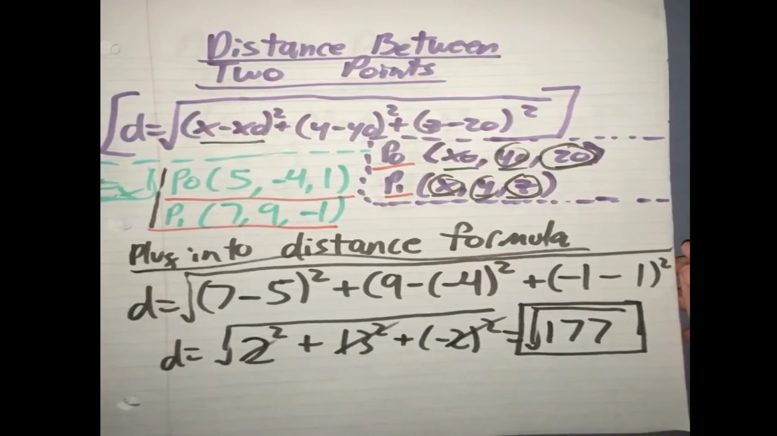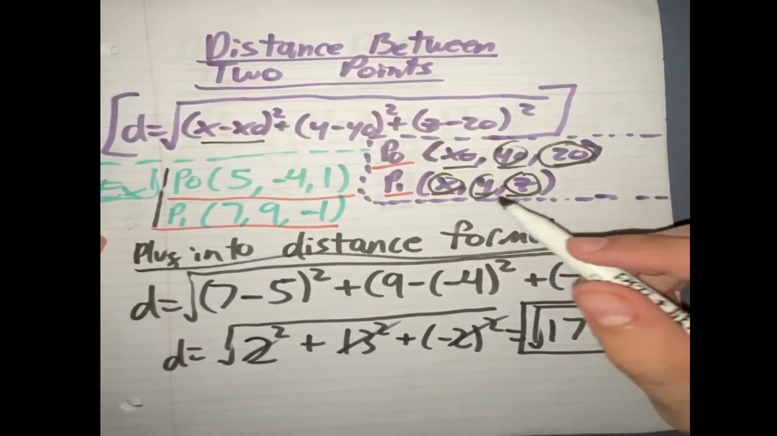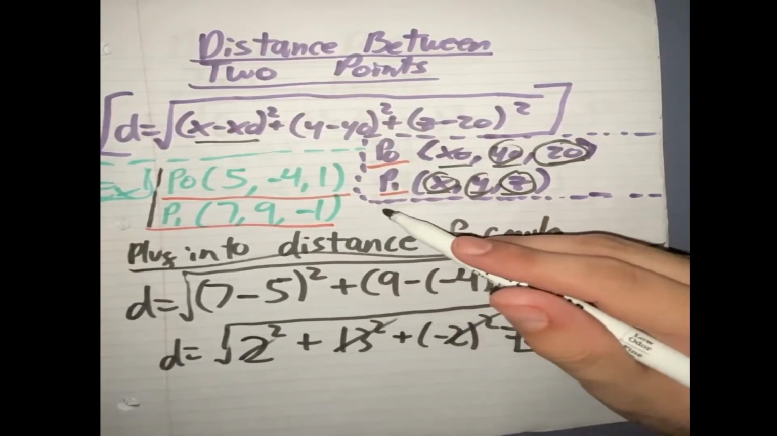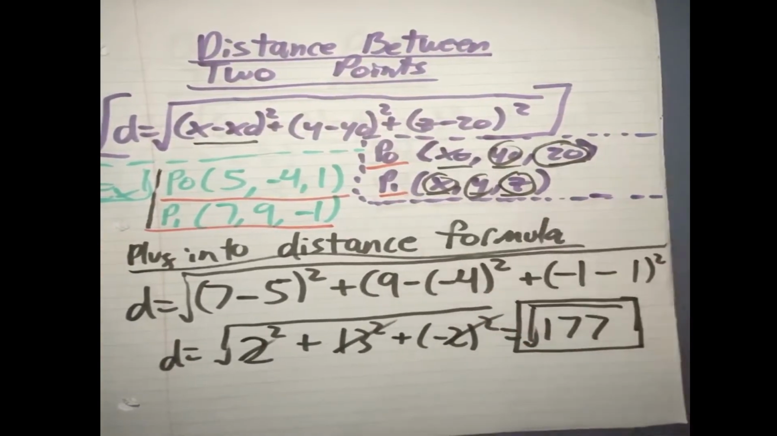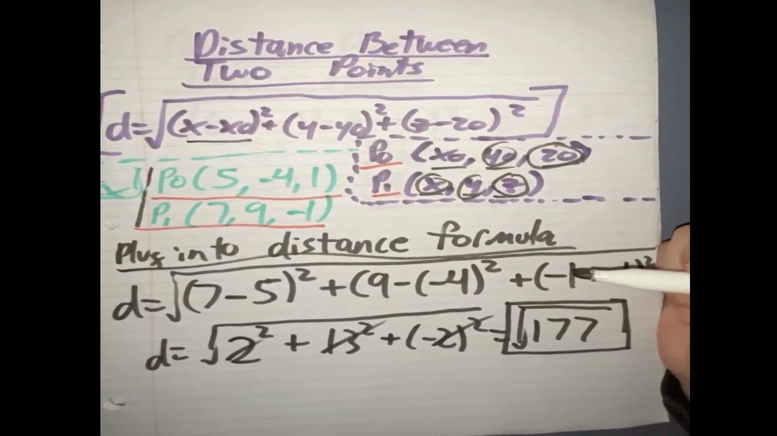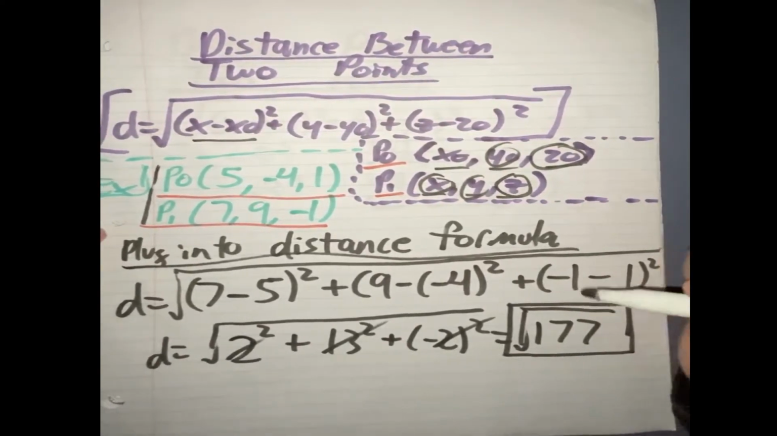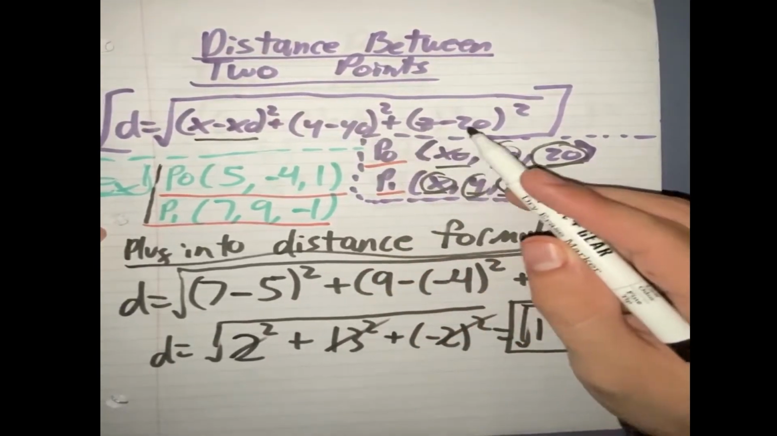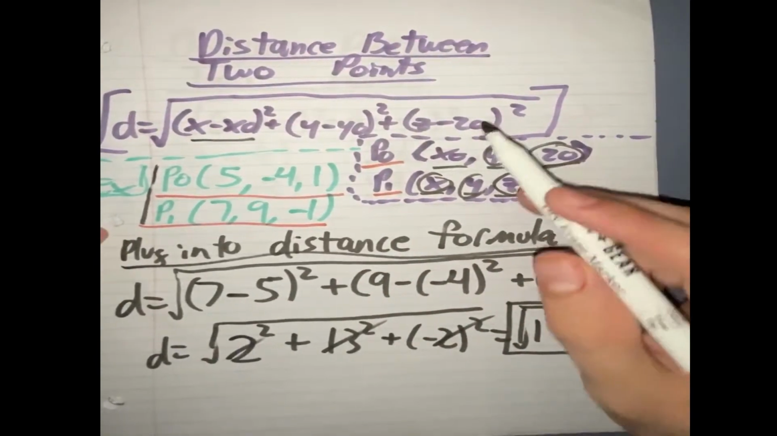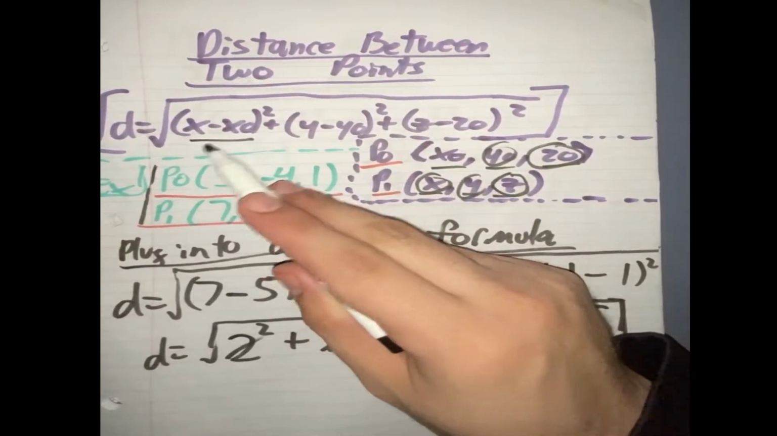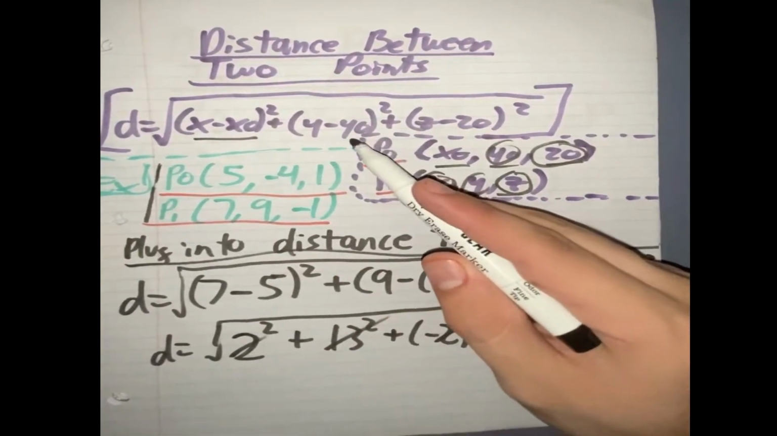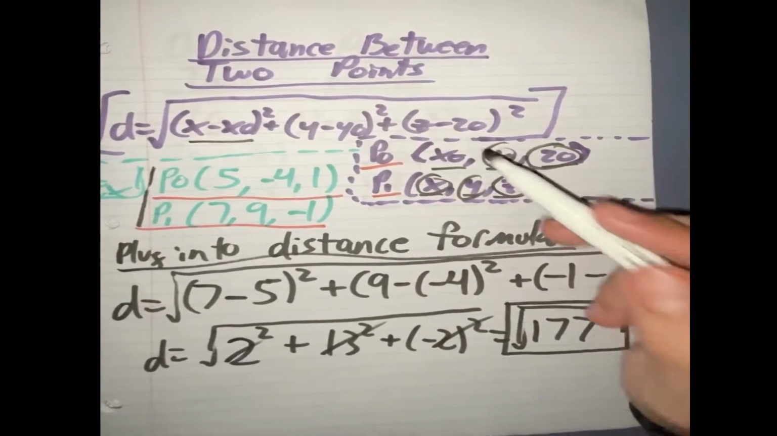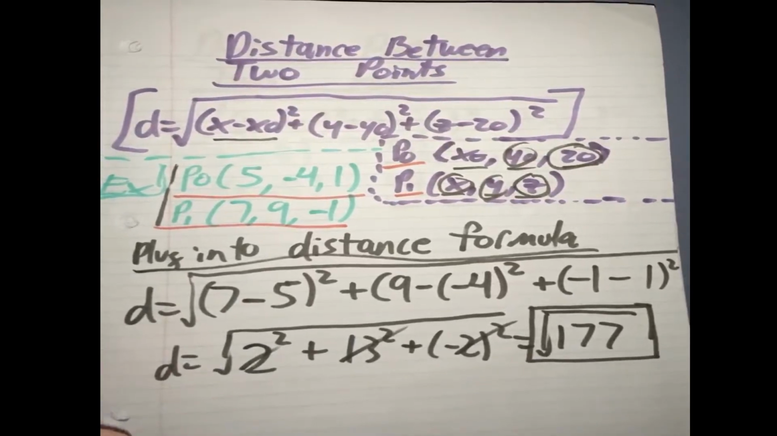So the idea is simply to identify your first point as P naught, identify your second point as P1, and then from there you can find the distance using the distance formula. X minus X naught squared plus Y minus Y naught squared plus Z minus Z naught squared. The key is identify your second point minus your first point. Second point minus your first point. Second Z minus your first Z. So that's how you apply the distance formula.